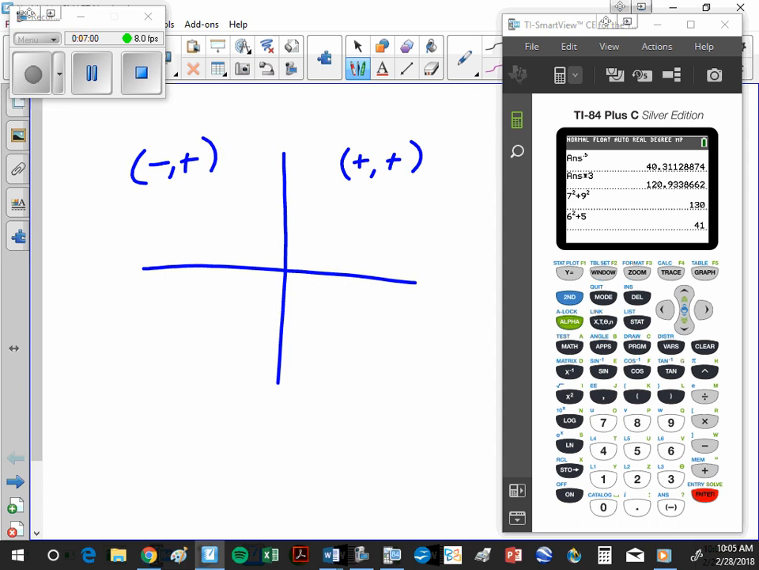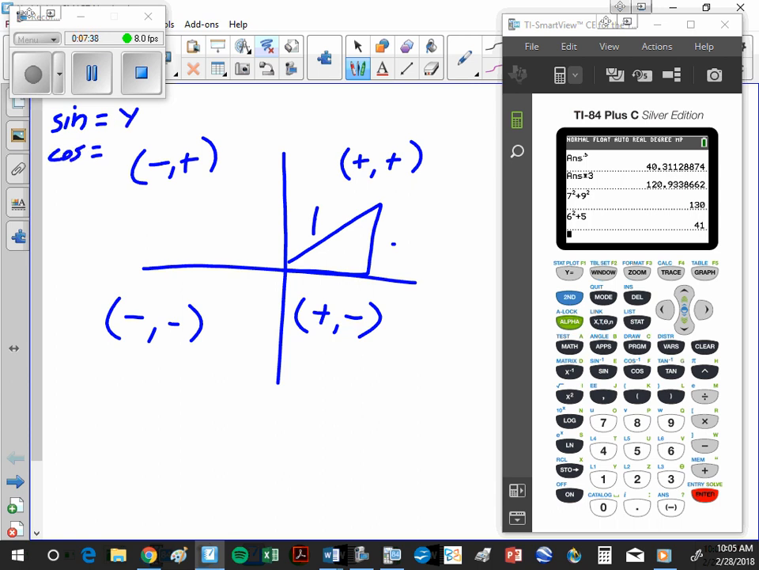Minus plus, and then 3 minus minus, and then 4 is plus minus. And we know that the sine is equal to which value? Sine is opposite over hypotenuse. So if I drew a triangle, O over H, and H is 1, it would just be the Y value. Do you guys remember that? And that's why we call it the unit circle. We turn the H into 1, and then we don't have to divide by 1 anymore. So sine is the Y value, and cosine is the X divided by H, so X.